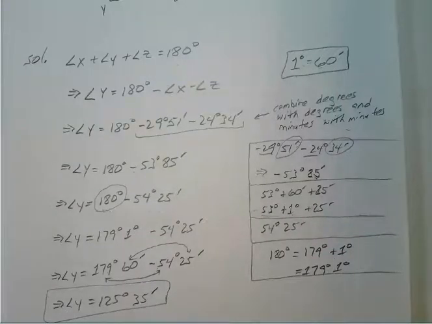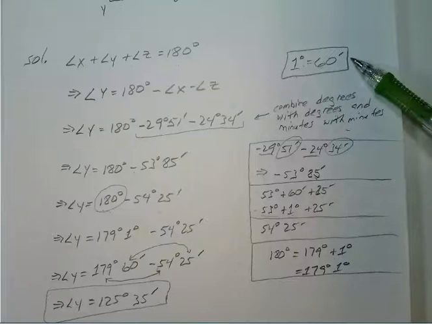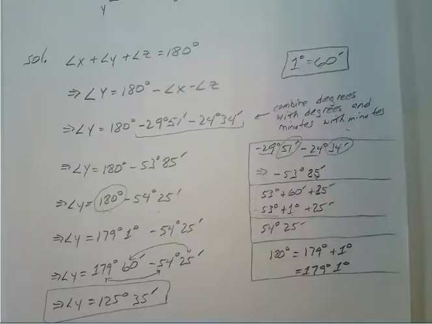With degrees and minutes, as long as you remember that 1 degree is equal to 60 minutes, it's just a matter of almost borrowing. In these cases, we're just borrowing 1 degree and turning it into minutes.